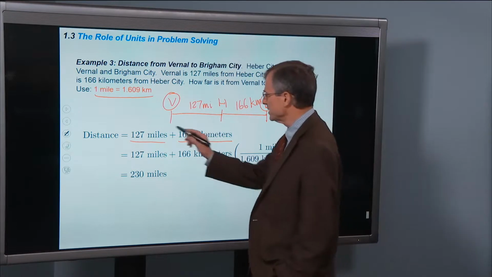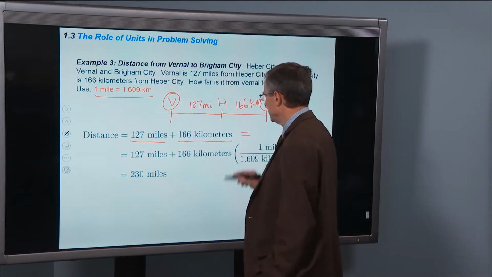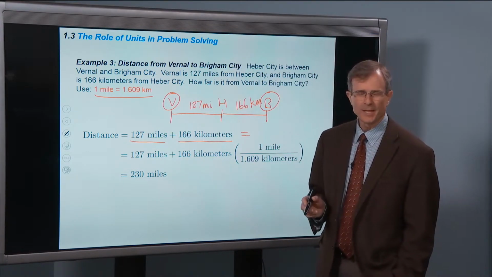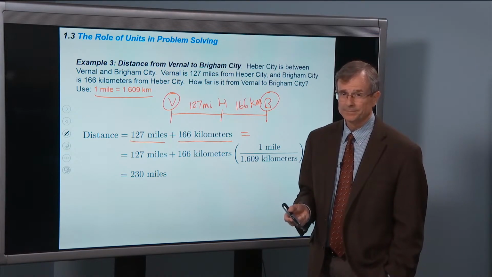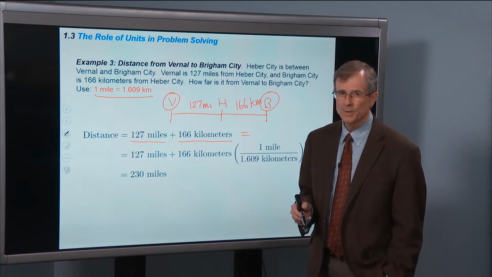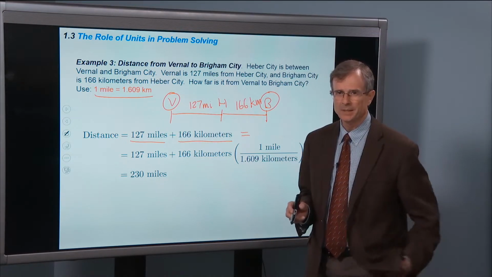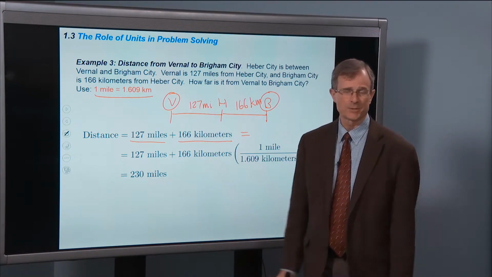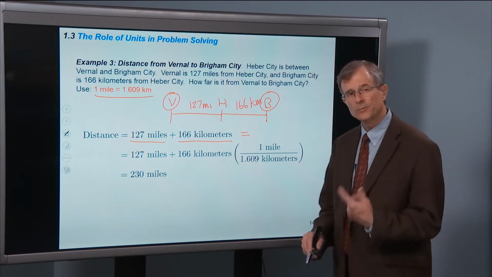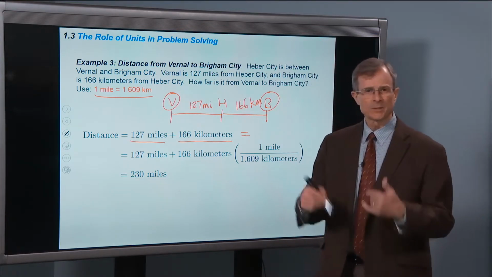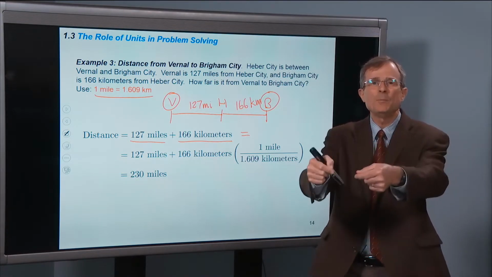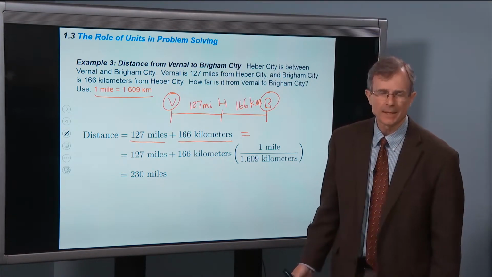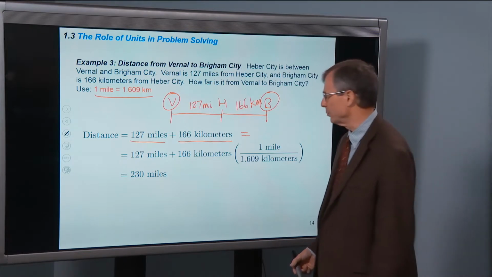I mean, you can add 166 and 127, but then what units is the final answer going to be in? And the answer is it's not clear. So you can't just add 127 to 166 and say that it's something between miles and kilometers. It just doesn't work. So you've got to convert the kilometers to miles or the miles to kilometers first so that you can add two numbers with the same units in order to get a valid mathematical result.